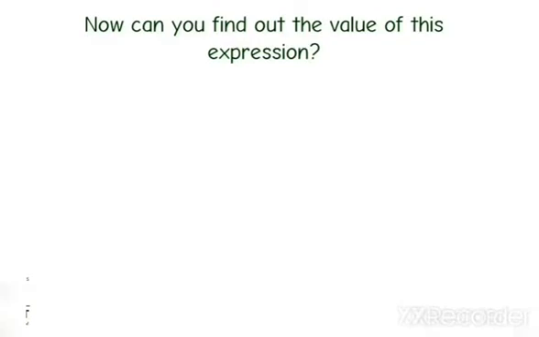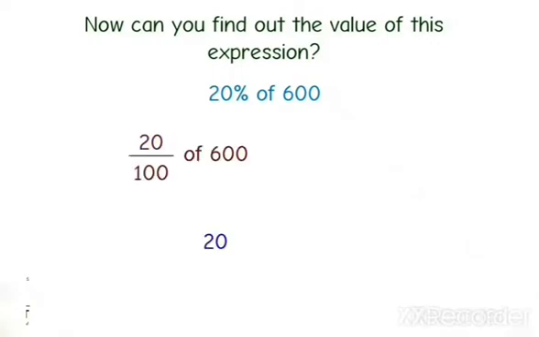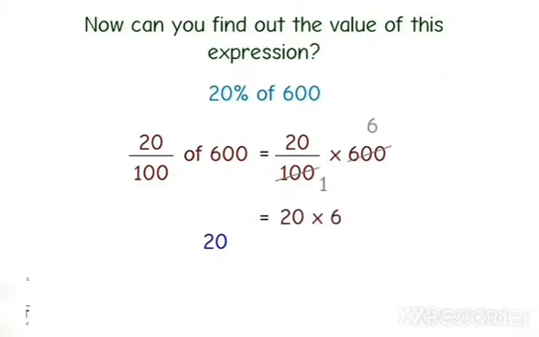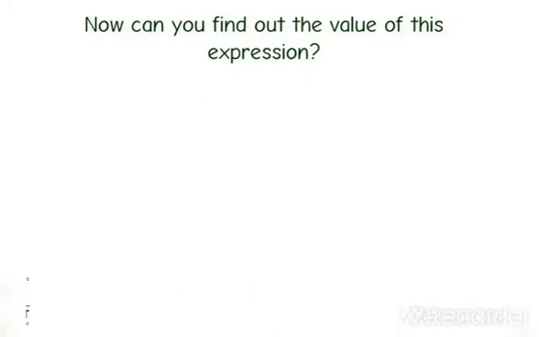Now can you find out the value of this expression, 20% of 600? It means 20 upon 100 multiplied by 600. Just see the example here. Cancel out the zeros, and after that you will get the answer as 20 into 6, that is equal to 120. So 20% of 600 is equal to 120.